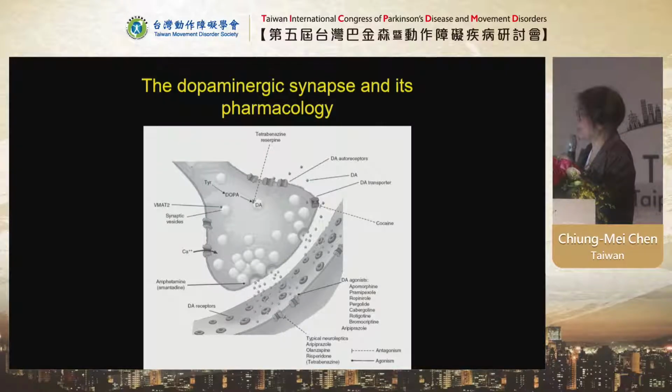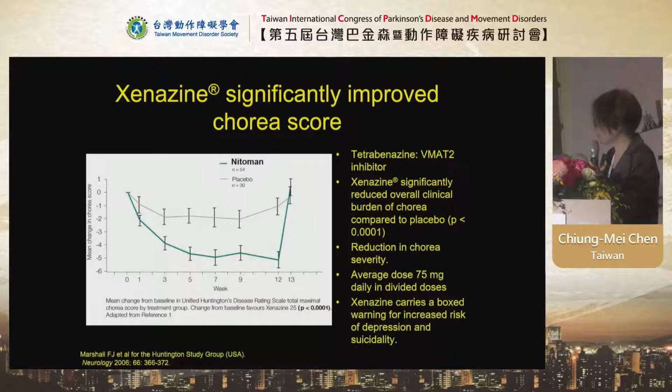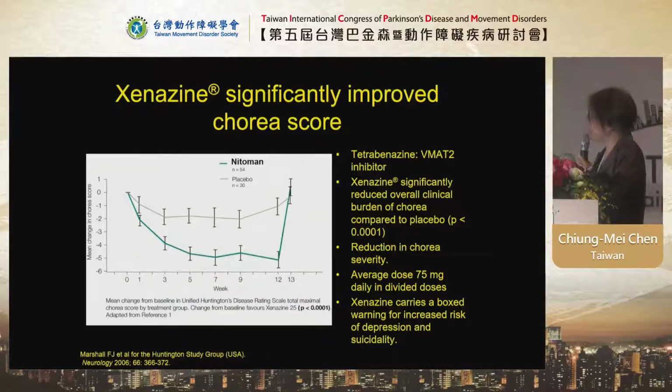tetrabenazine is a VMAT2 inhibitor that has been approved by FDA to reduce chorea. And we can also use some anti-dopaminergic drug to treat chorea and psychiatric symptoms. Tetrabenazine is useful in reducing chorea burden, also reducing chorea severity. However, it did have some side effects, such as increased risk of depression and suicide ideation.